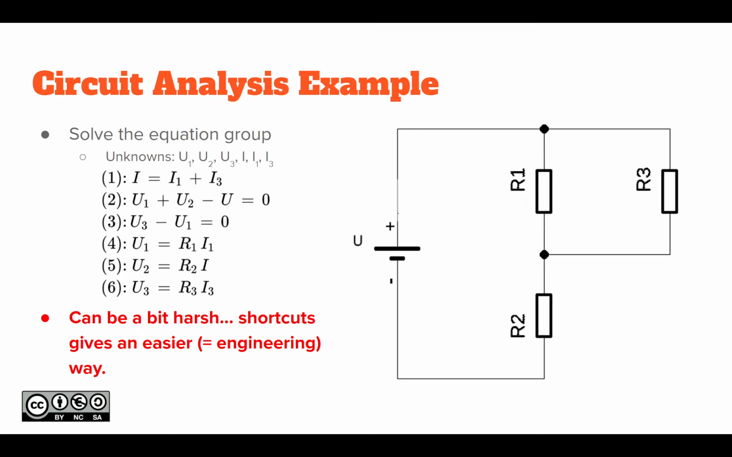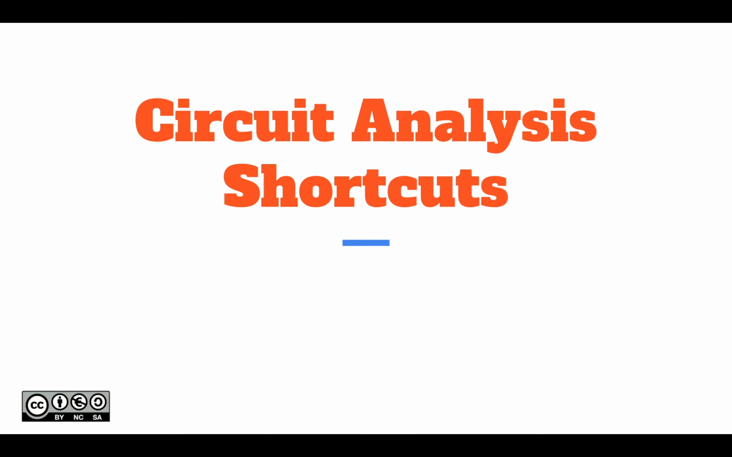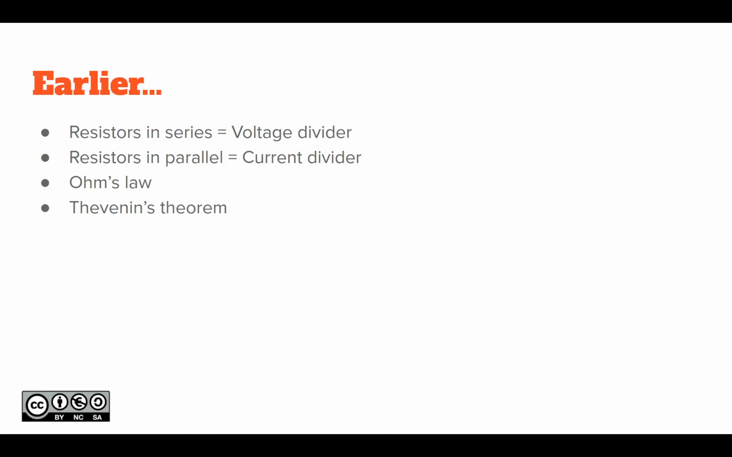But meanwhile, we also do some engineering way. So this is old school engineering, circuit analysis shortcuts. How to solve things, say, faster. Earlier we had basically these 4 things last time: resistors in series, which is also the voltage divider, resistors in parallel, which is the current divider, Ohm's law, and Thevenin's theorem.